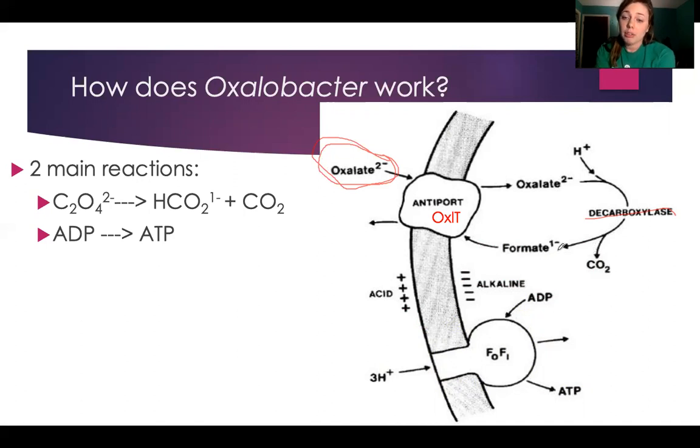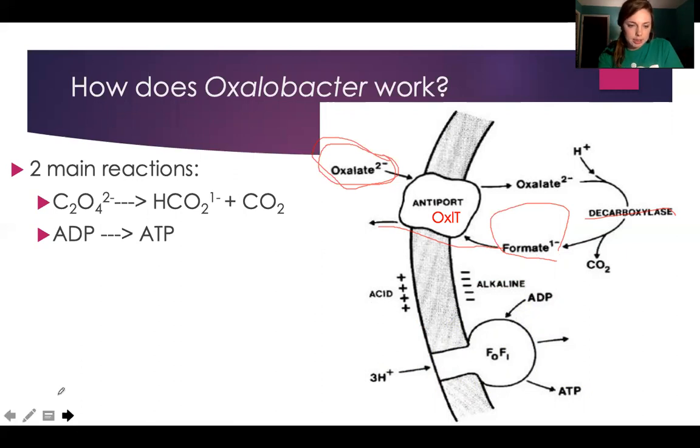Okay, so we have formate, and we're going to push that back out of the cell. All right. So we brought in oxalate, which is 2-, and we're pushing out formate, which is 1-. Okay, so that means that inside the cell, we have a net -1 charge, right? Okay, well, the cell doesn't want that. The cell does not want a net -1.